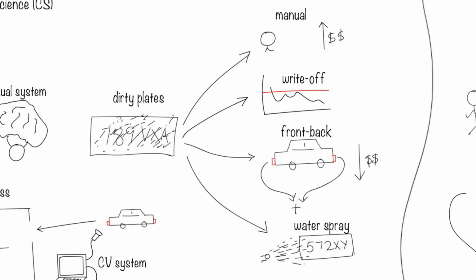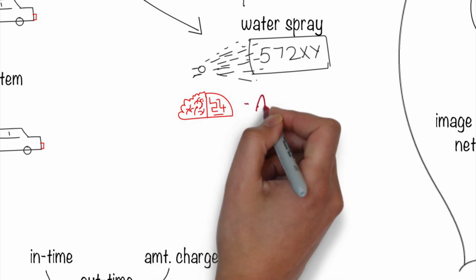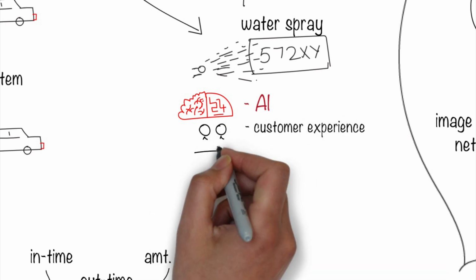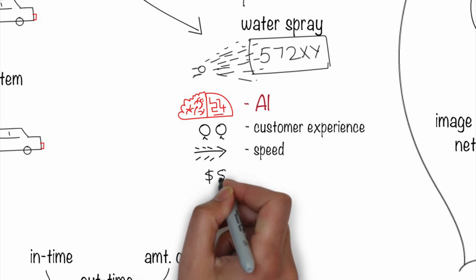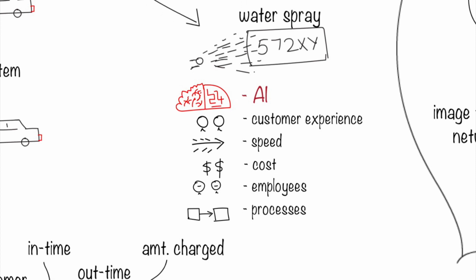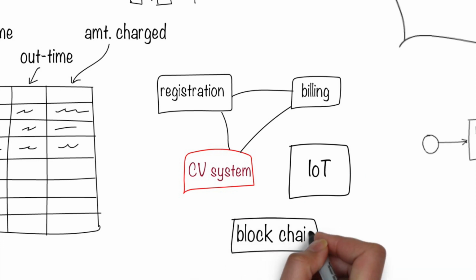The point is that as you look at the total implementation of the process, you'll see that artificial intelligence plays only a small part. You have to make many other decisions about customer experience, speed, cost, employees, processes, etc. to make the solution a reality. So don't get enamored by the AI technology. We might even have to throw in other technologies like IoT and blockchain to make these processes even more robust.